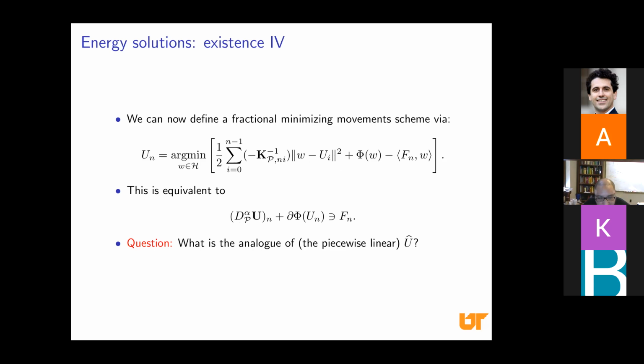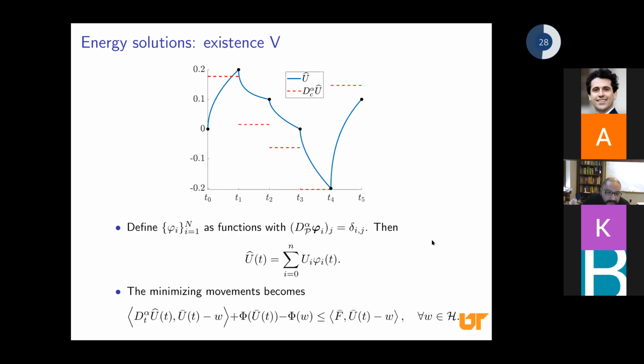And so if we follow the program that we had in mind before, we need to find an analog of this piecewise linear interpolant such that now it's not going to be piecewise linear, it needs to be something else, but in such a way that its Caputo derivative is exactly this expression over here. So it's going to be piecewise constant, and then each subinterval is equal to this expression over here.